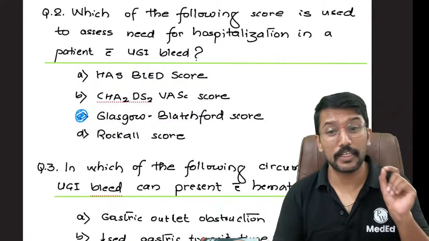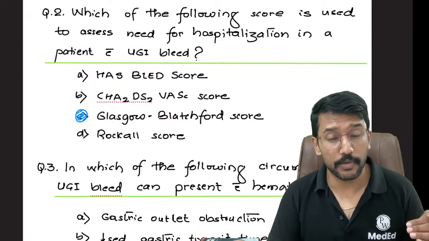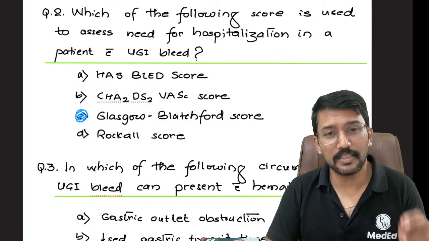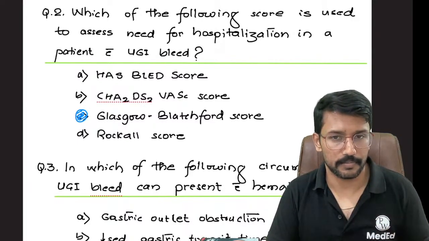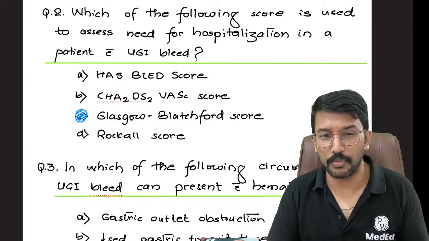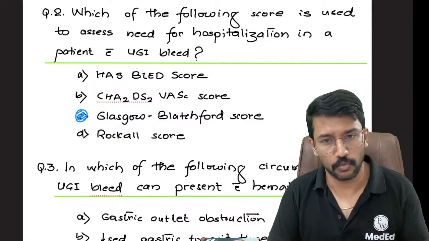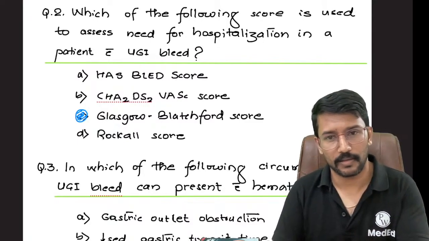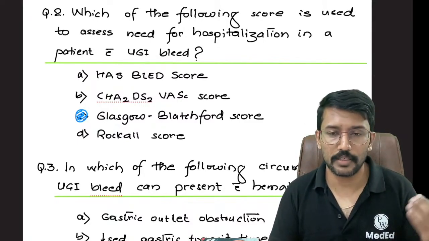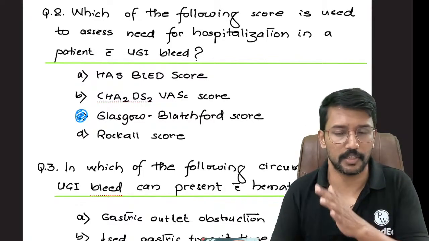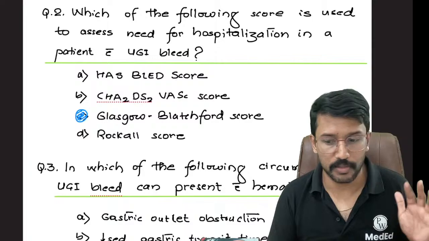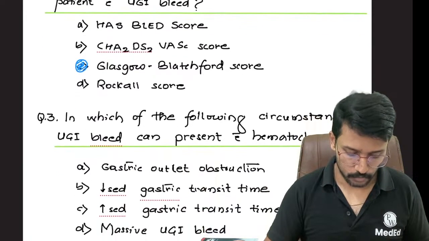The same question can be twisted to ask you which of the following scores is used to assess the need for blood transfusion in a patient with upper GI bleed. Again, it is going to be the Glasgow-Blatchford score because this predicts the need for transfusion. They can also ask you which of the following scores predicts the need for endoscopic intervention in a patient with upper GI bleed. The answer is also going to be the same Glasgow-Blatchford score.